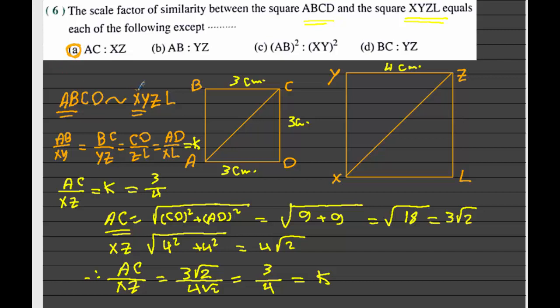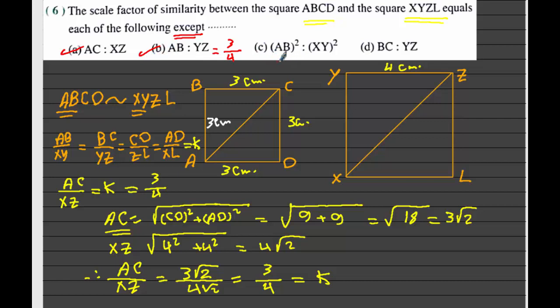Okay. Now what about AB over YZ? What is the length of AB? It is 3 centimeters. What is the length of YZ? It is also 4 centimeters. So AB over YZ equals 3 over 4. So it is a right statement here, right? Of course, this is not the answer, because the required here is to find the exception.